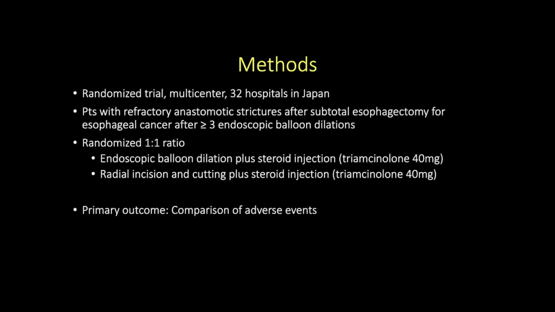This was a randomized trial conducted in Japan involving 32 hospitals. Patients with refractory anastomotic strictures after subtotal esophagectomy for esophageal cancer, after at least [N] endoscopic balloon dilations, were enrolled. Patients were randomized in a 1-to-1 ratio to endoscopic balloon dilation plus injection of triamcinolone, 40 milligrams, versus radial incision and cutting plus steroid injection using triamcinolone again. The primary outcome was the comparison of adverse events.